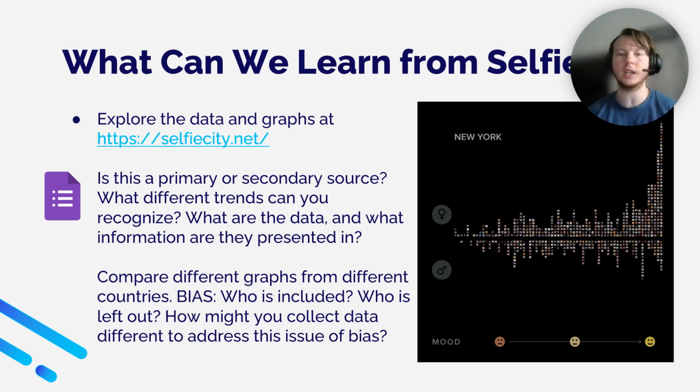So we want students thinking about whether this is a primary or secondary source. Selfie City is sort of a weird example because you can see the individual selfie data points on the website, which is somewhat of a primary source, but you can also see these graphs of information being put together that feels a little more like a secondary source, because now you're looking at what Selfie City has done to summarize this information. So those answers might vary a little bit.